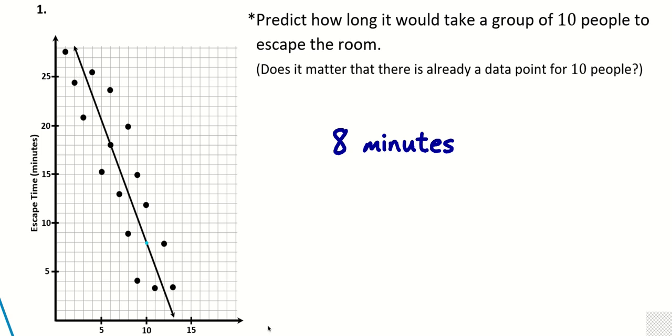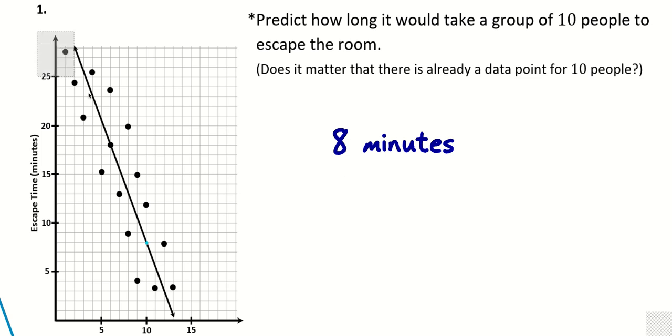Speaking of, well, how long would it take a group of 30 people? If you actually figured that out, think about it. Where would this line be going, and what is the answer for the number of minutes it would take a group of 30 people? If you just go with literally what the line is telling you, you're going to get a negative answer. You're going to get negative something minutes, which of course is preposterous.